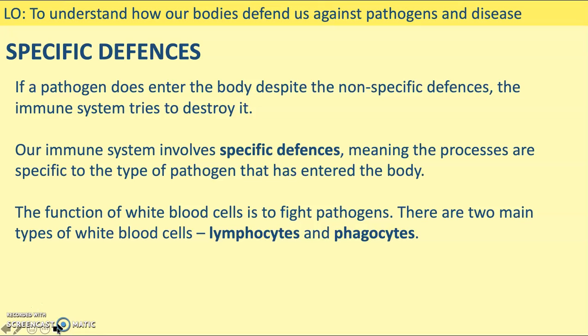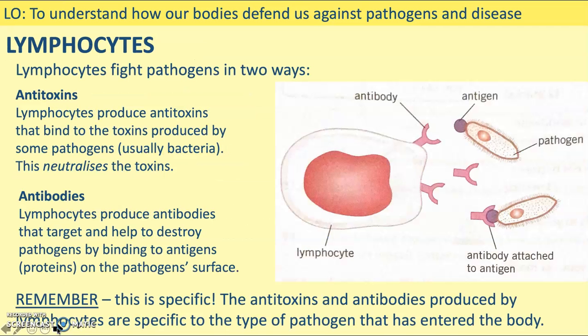And there are 2 main types of white blood cells. We've got lymphocytes and phagocytes. Lymphocytes fight pathogens in 2 different ways. They produce antitoxins, which bind to the toxins that are produced by some pathogens, usually bacteria. The antitoxins neutralise those toxins.